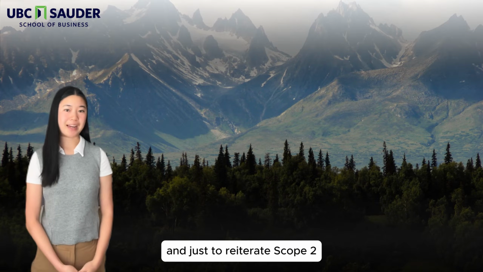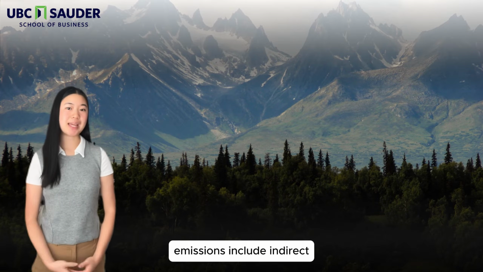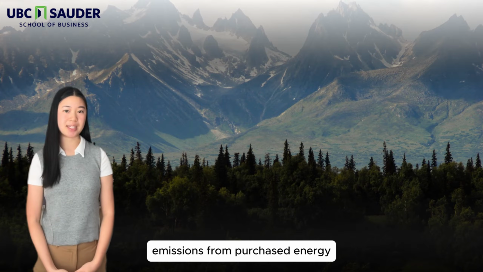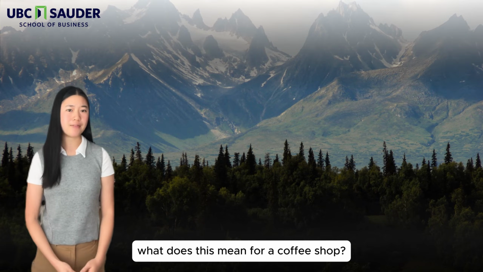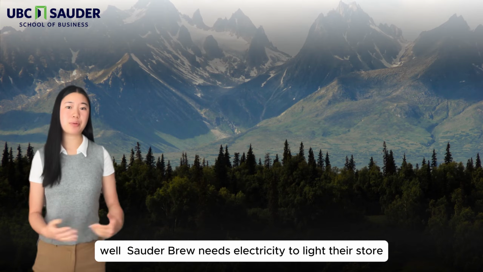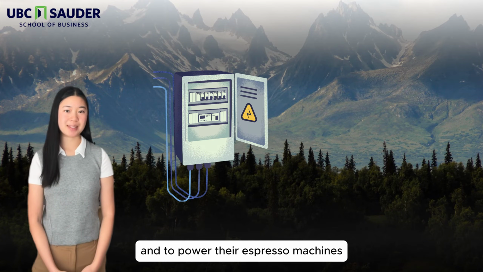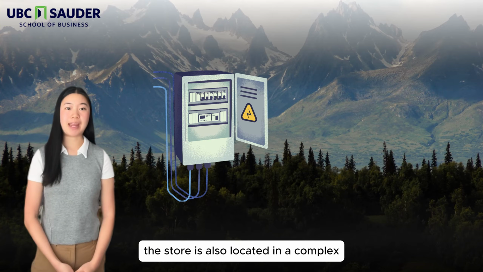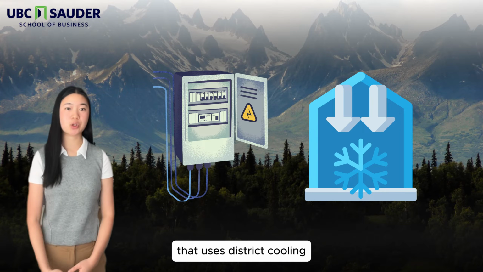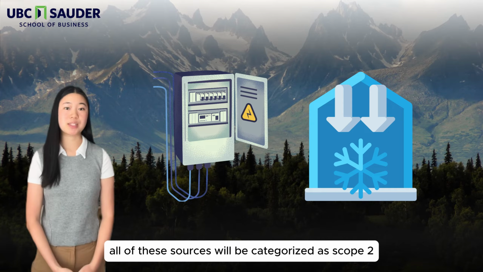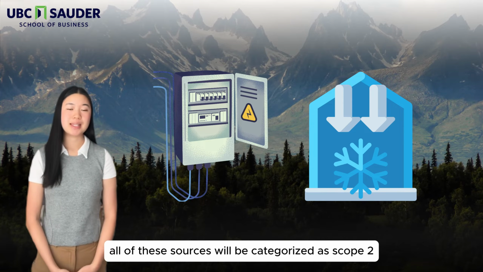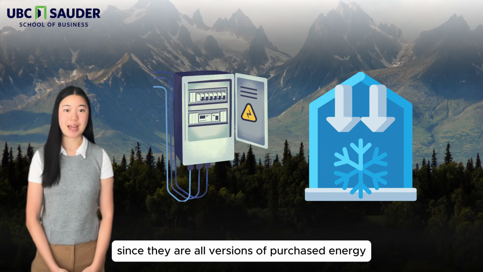And just to reiterate, Scope 2 emissions include indirect emissions from purchased energy. What does this mean for a coffee shop? Well, Soda Brew needs electricity to light their store and to power their espresso machines. The store is also located in a complex that uses district cooling. All of these sources will be categorized as Scope 2, since they are all versions of purchased energy.